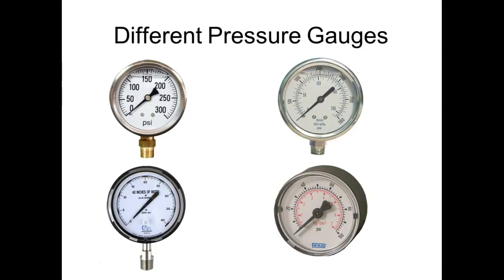So notice the one on the top left is in PSI. Can y'all see this one? It's got two scales on it. It's got bars. A bar is a representation of 100 kilopascals. So one bar is 100,000 pascals. So you're not going to see pascals a lot. You might see kilopascals, but a lot of times you're going to see bars. B-A-R, right?